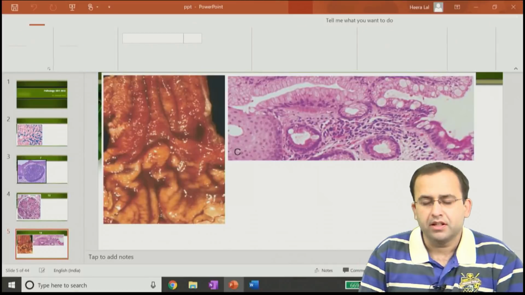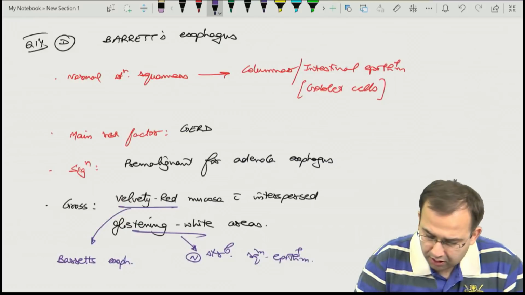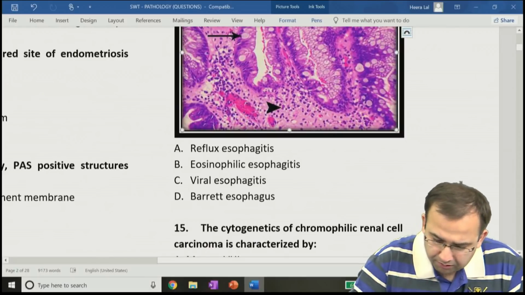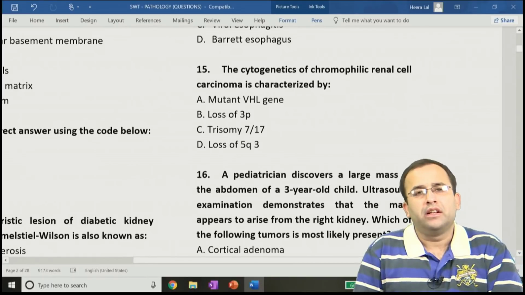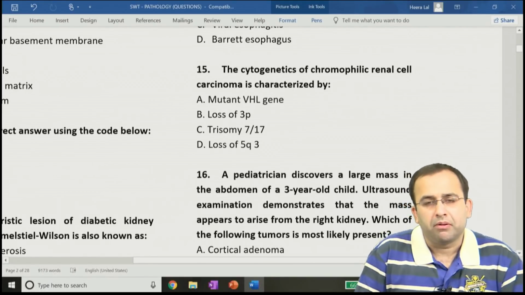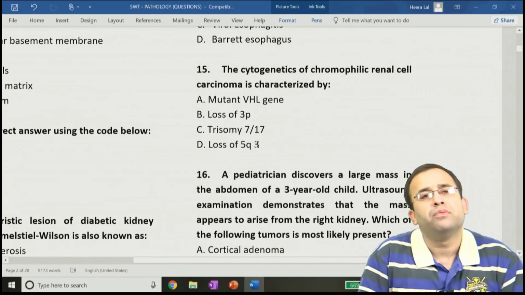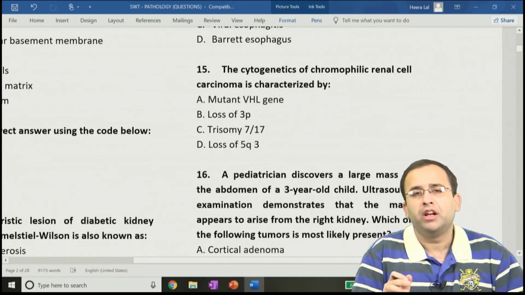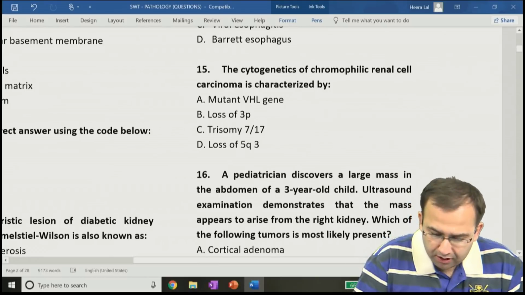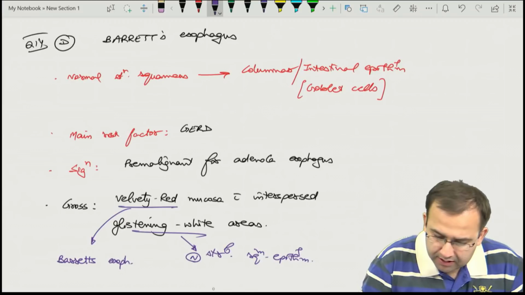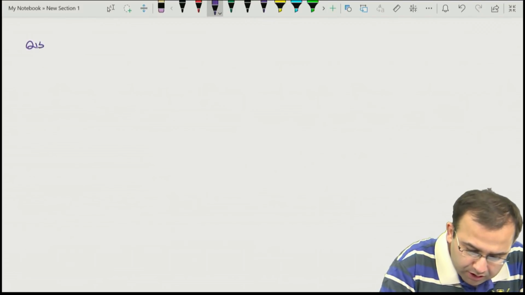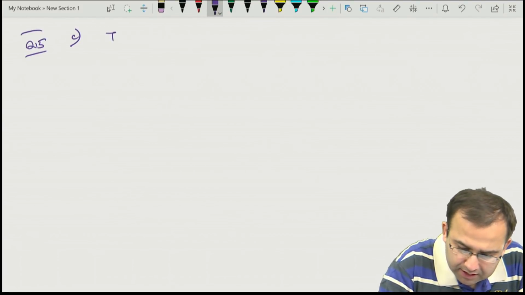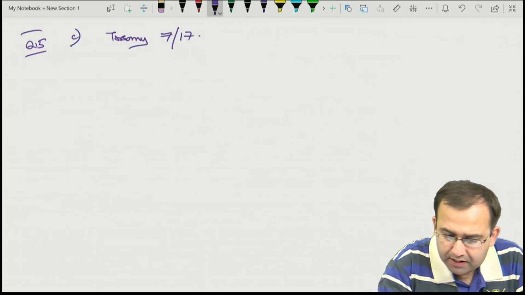This gets us to our next question, question number 15. Cytogenetics of chromophilic renal cell carcinoma. Chromophilic type is associated with trisomy 7 and 17. By chromophilic we mean the papillary RCC. Question 15, the answer is C, that is trisomy 7 and 17.